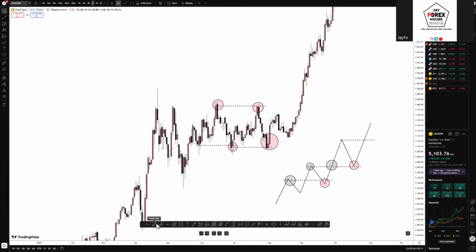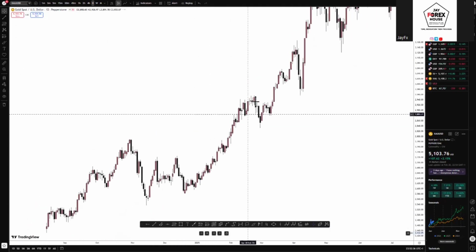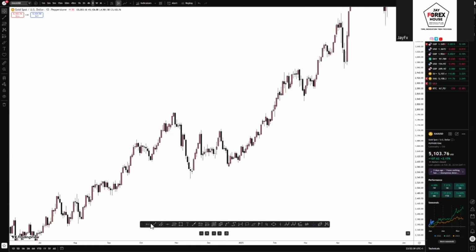Now, using trend line is a different case. So I'm not showing you how to use trend line. I'm just showing you how to mark support and resistance level. This is on a range. Let's use a different price action. This would be a resistance level.